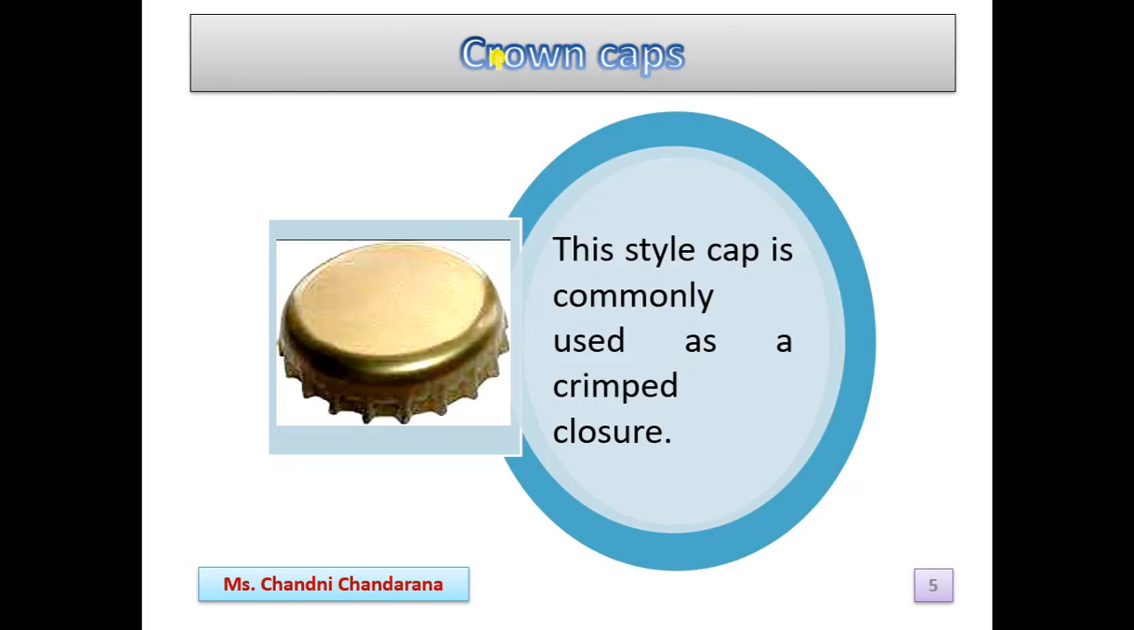Now we will see the next, the crown cap, as you have already seen on many beverages. So this closure is known as the crown cap. This style of cap is used as a crimped closure, and generally it is used to close beverage bottles.